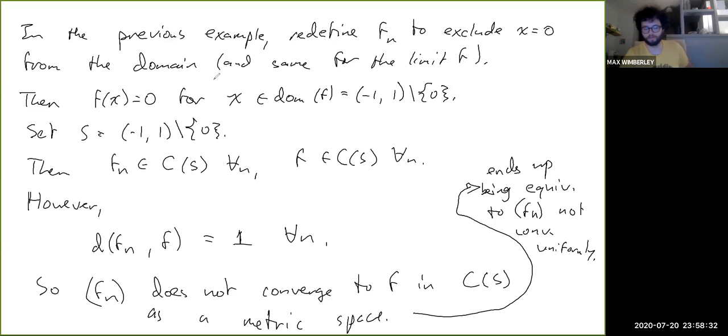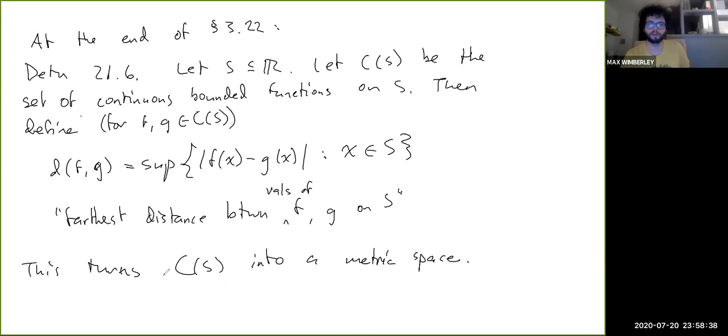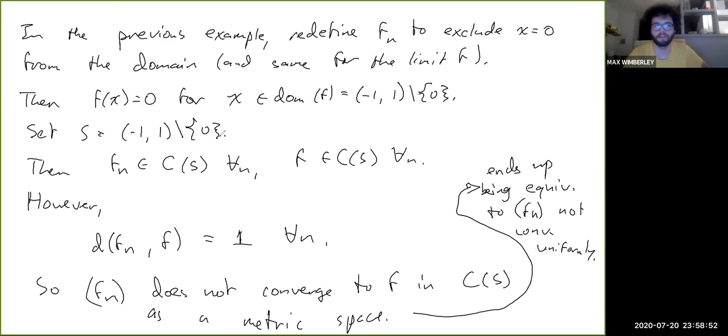You could actually make several other modifications. Instead of deleting 0, I could have done something different from the book and set C of S to just be the set of bounded functions on S, and then this would still make sense if C of S was just the set of bounded functions that weren't necessarily continuous. And then this whole discussion could have been done without deleting the point 0, because f would have been in C of S even though it wasn't continuous. So that was one thing you could have done.